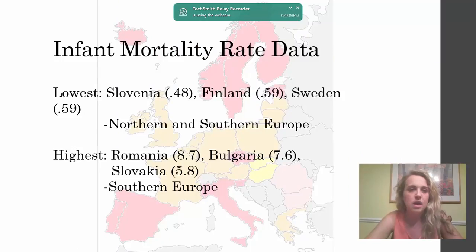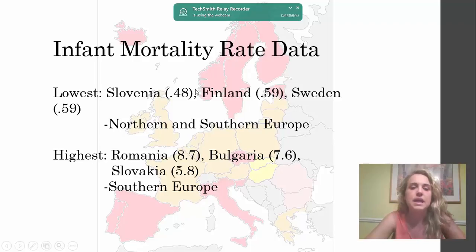You'll see with this that the lowest countries for the infant mortality rates are Slovenia, Finland, and Sweden, and those are found in Northern and Southern Europe. And the highest are Romania, Bulgaria, and Slovakia, and those are all found in Southern Europe. Looking at these numbers, you do have to remember that these are per 1,000 births and not 0.48 deaths per year. So obviously, that doesn't make sense. You can't have half a kid die.